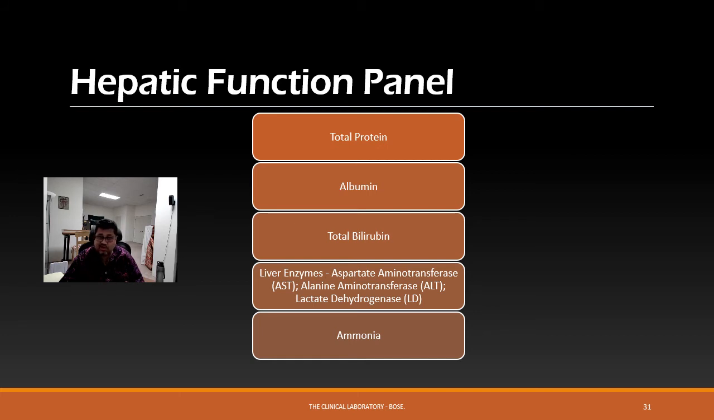What is the implication of high ammonia? I'll give you the answer here. If the ammonia is higher than normal, that means the liver is not able to get it out, it goes to the brain, makes the person confused, and there are other neurological signs that are associated with hyperammonemia, which means too much ammonia in the blood.